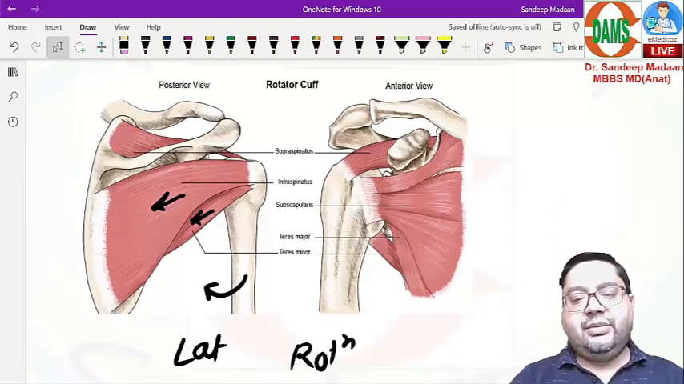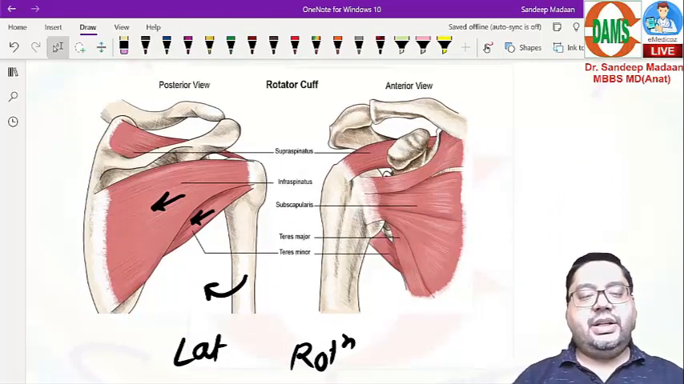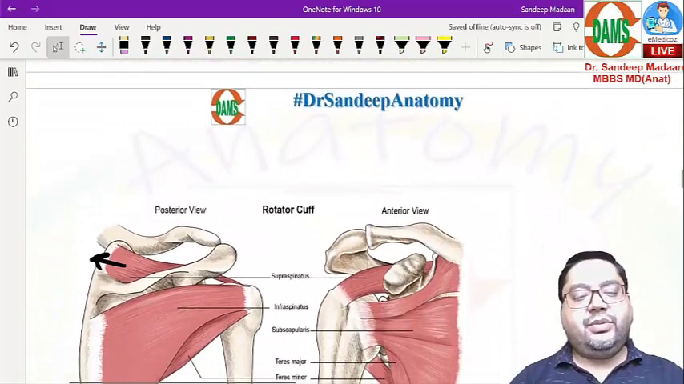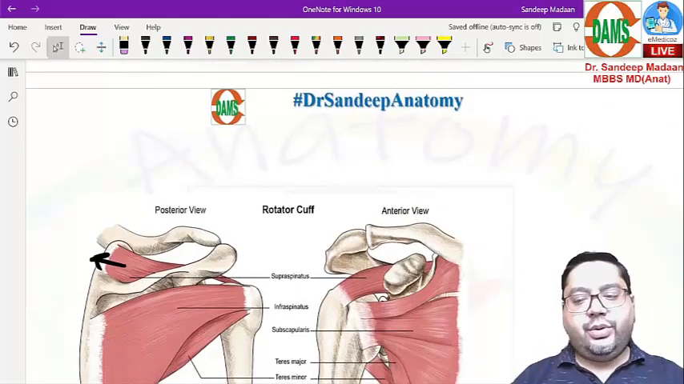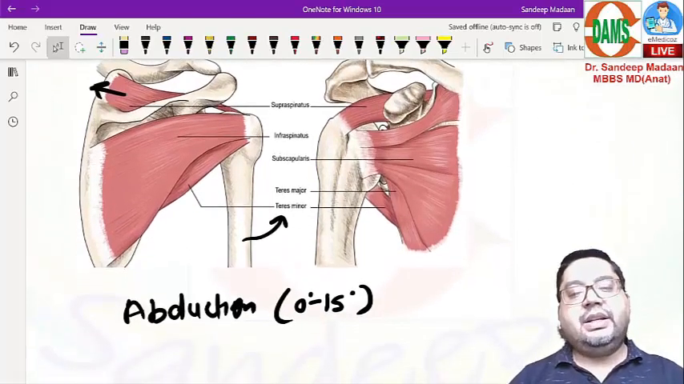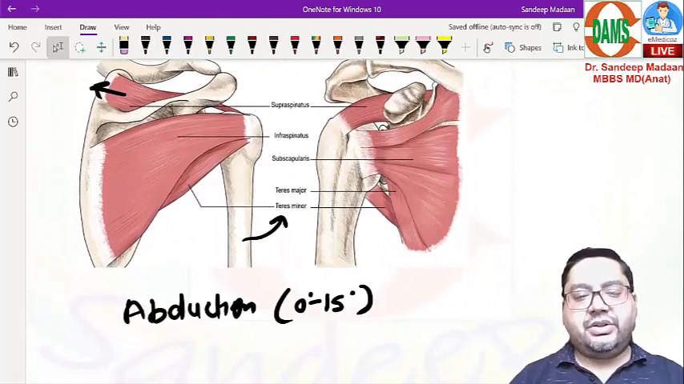Now we have learned about the subscapularis, infraspinatus and the teres minor. What about the supraspinatus? When the supraspinatus muscle will contract, the pull will be from above, neither from front nor from behind. So final resultant pull will not be doing any rotation, neither medial nor lateral. So what will it do? It will do the abduction from 0 to 15 degrees. That means initiation of the abduction, right?